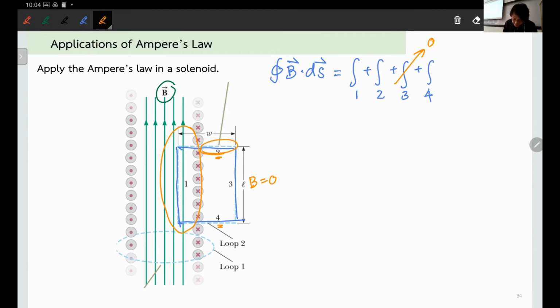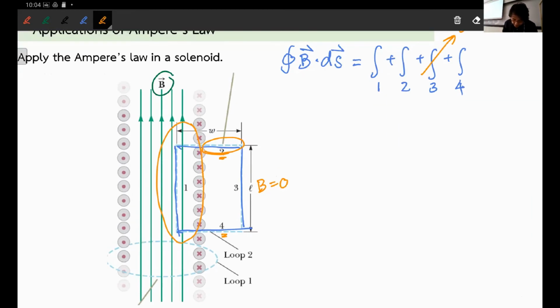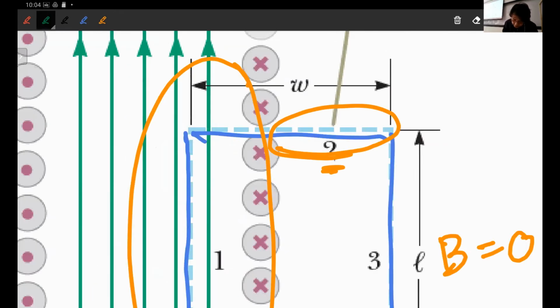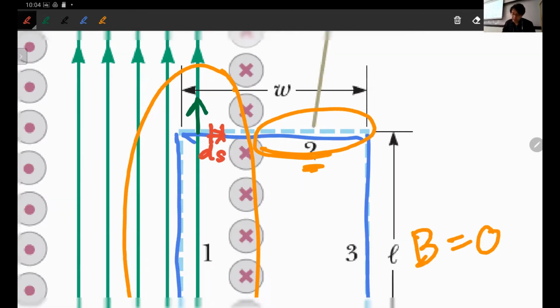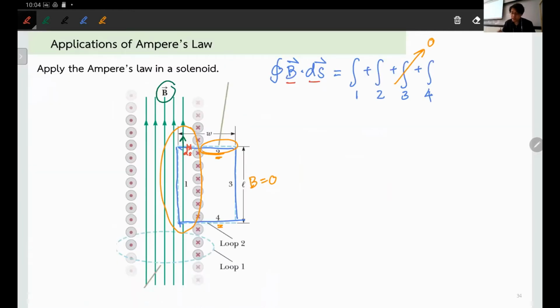But inside right here, the magnetic field is pointing upward, but the ds that you're having is going to be 90 degrees with the B. So every time you do the 90 degree dot product, B dot ds will be cosine 90. So it will give you 0 anyway.